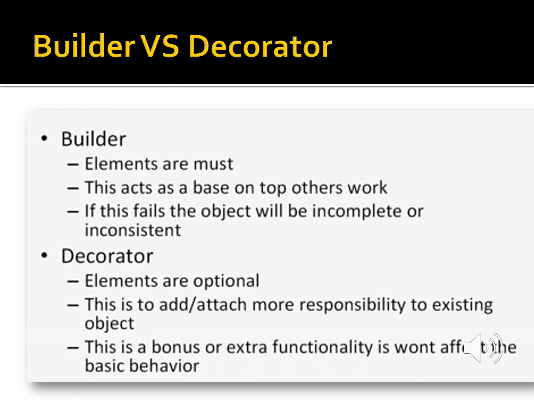For example, when you want to buy an ice cream, the ice cream is the actual final product, but it's your choice, it's optional, whether you want to add an extra cookie, extra topping, or extra chocolate on the ice cream. Similarly, the elements inside the decorator are optional. They are just to enhance or add additional features and responsibilities to an already built object. So this is the bonus or the extra functionality that we are handling using the decorator design pattern.